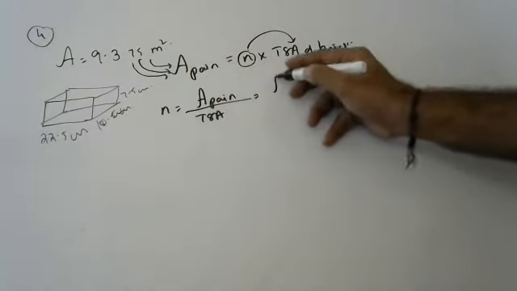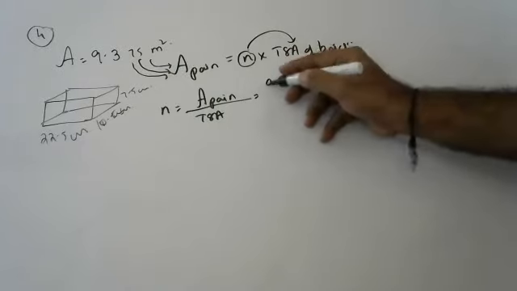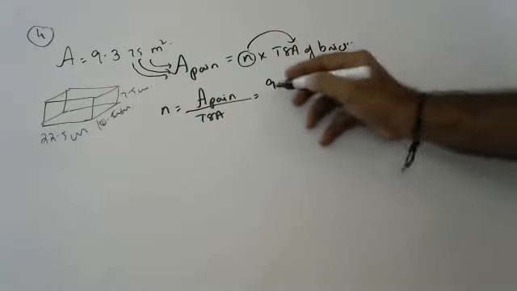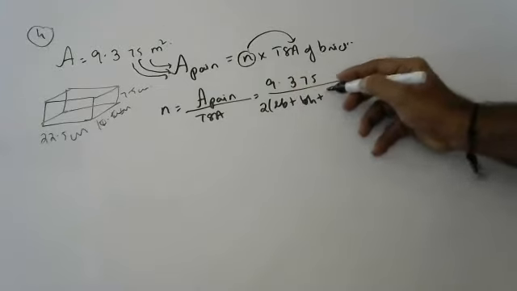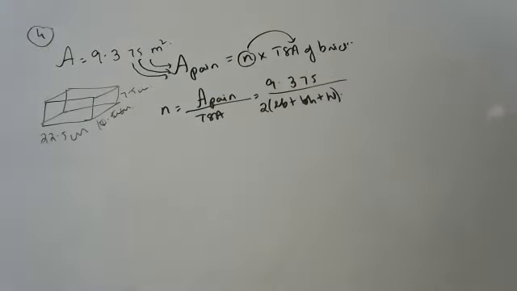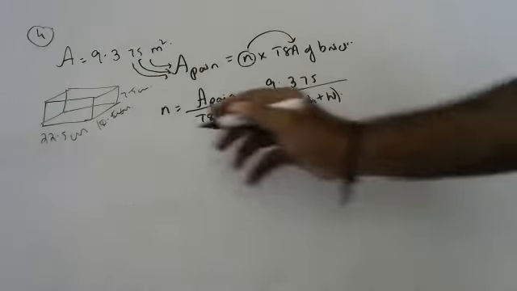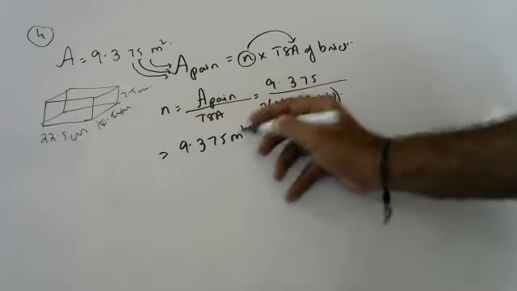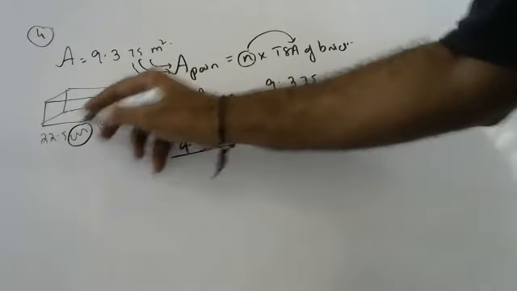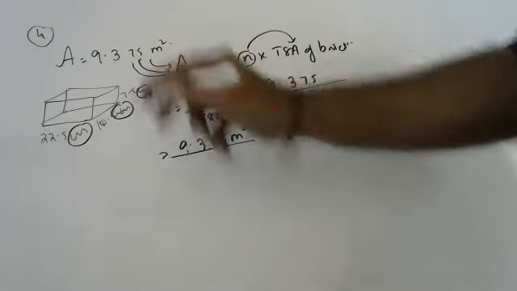What is TSA, children? Anyone? Total surface area. 2 into LB plus BH plus HL. Try to understand, children. So 9.375 meters square by, I'm taking centimeters as it is, children. All I'm taking in centimeters only. I don't want to change.